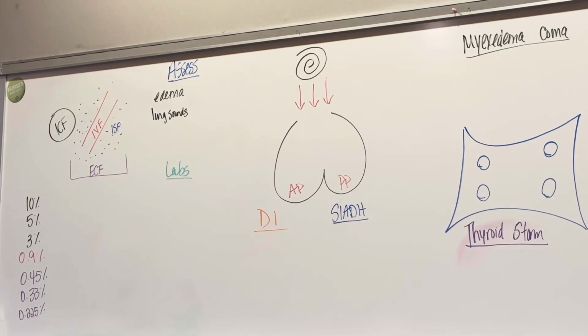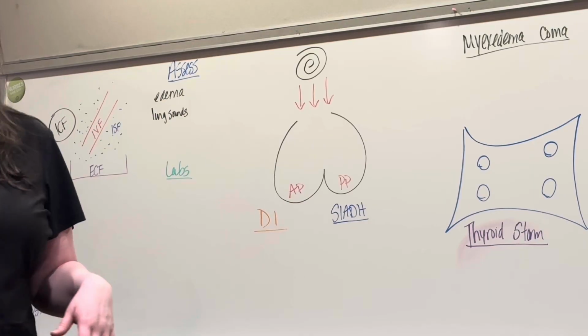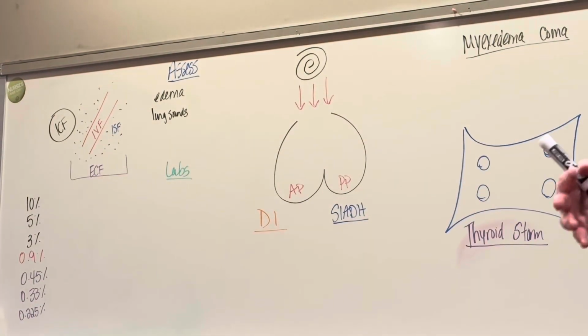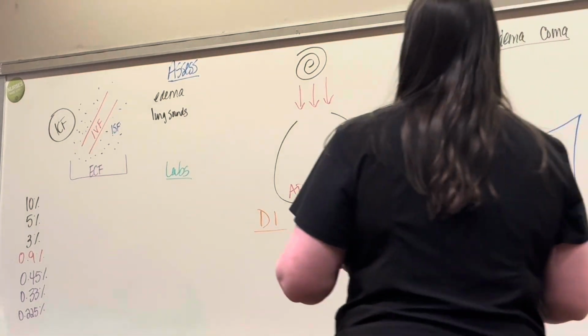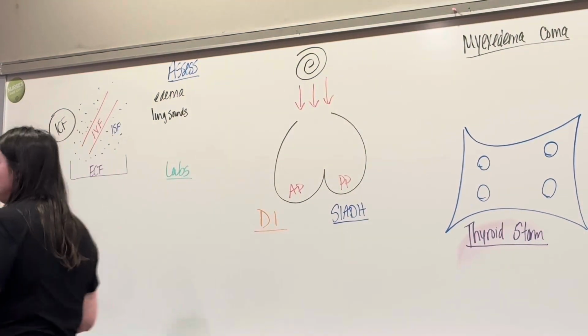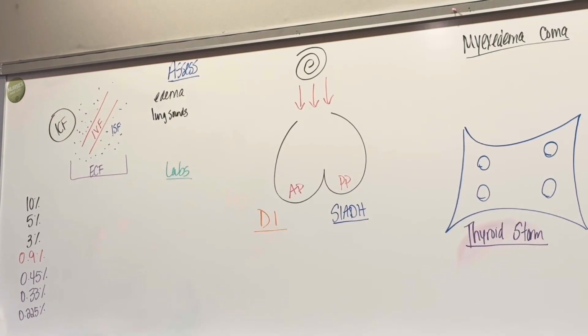You can also see if they've got any kind of truncal edema. Any kind of edema in this area. Do they have generalized edema? Do they have dependent edema? Do they have truncal edema? Ascites? All those things can be a sign of fluid volume issues. Lung sounds, are they clear or are they crackly?